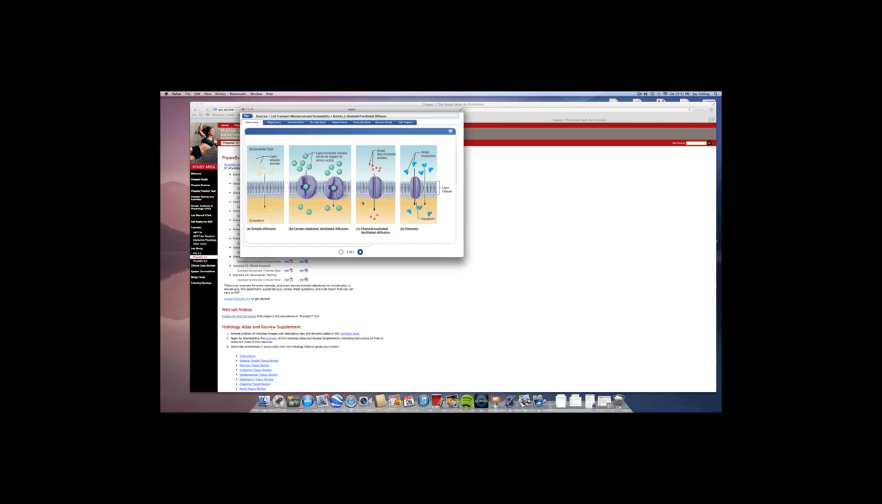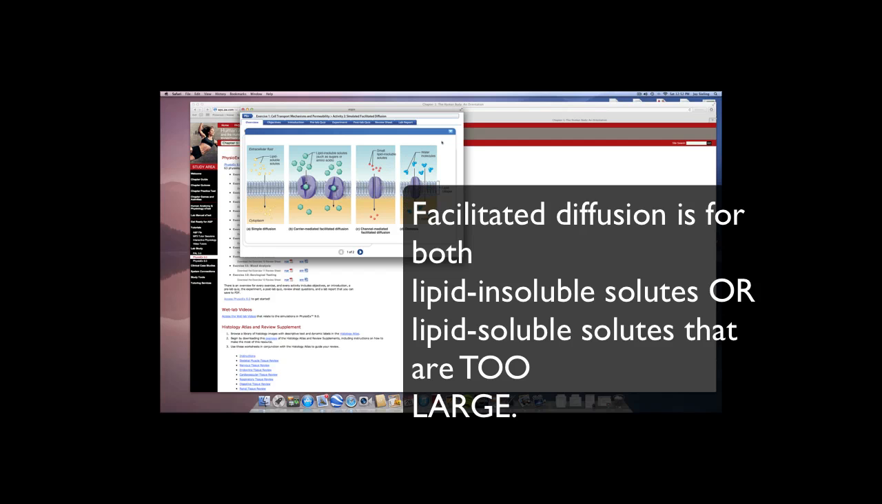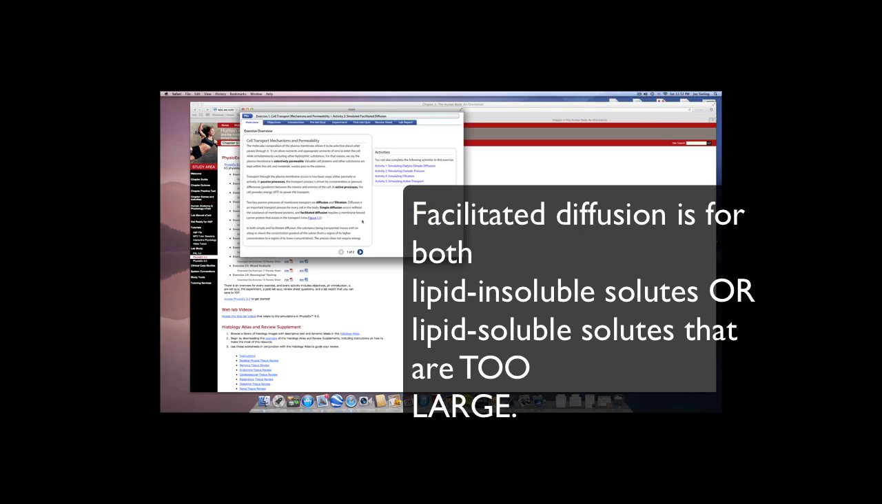Both of these are for lipid-insoluble things such as sugars, amino acids, and ions, things that can't get through this bipolar lipid membrane. And so they require these carriers. They do not require energy, and that is extremely important. There's no ATP used in this process. It is a passive process.